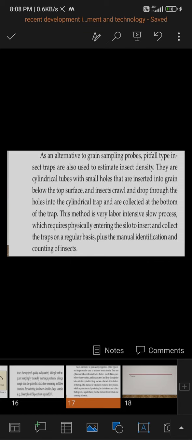As an alternative to grain sampling probes, pitfall type insect traps are also used to estimate insect density. They are cylindrical tubes with small holes that are inserted into the grain below the top surface, and insects crawl and drop through the holes into the cylindrical trap and are collected at the bottom of the trap. This method is a very labor intensive process which requires physically entering the silo to insert and collect the traps on a regular basis, plus the manual identification and counting of insects.